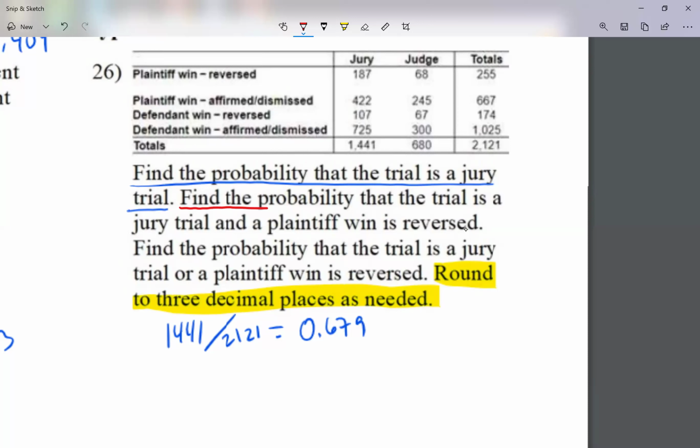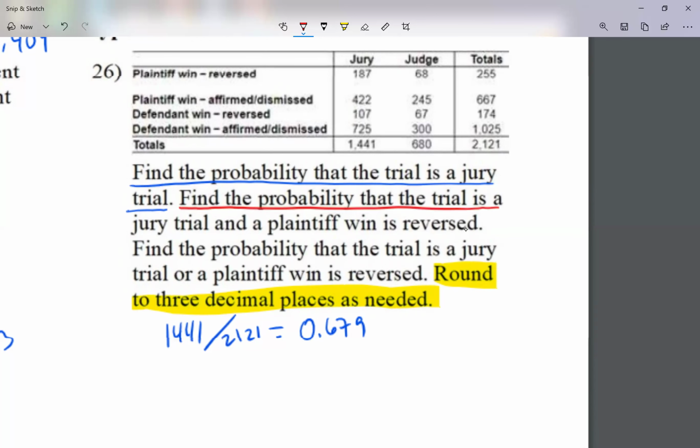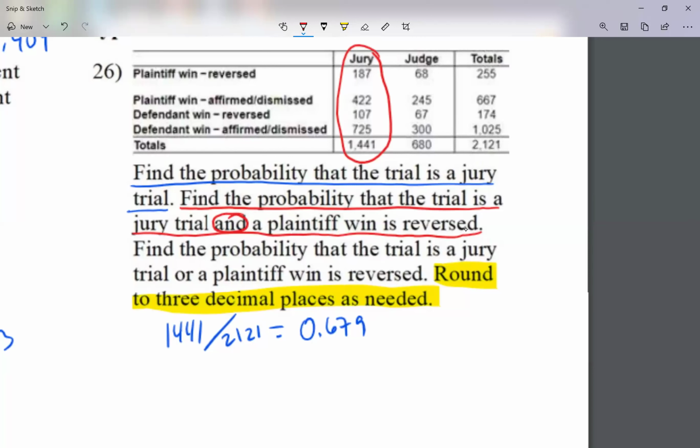Find the probability that the trial is a jury trial and a plaintiff win is reversed. Keyword with the word and. So it has to be a jury trial. So I'm just looking at the jury trials. And plaintiff win is reversed. So just on the jury trials, how many plaintiff wins were reversed? So I'm just looking at this 187 here.